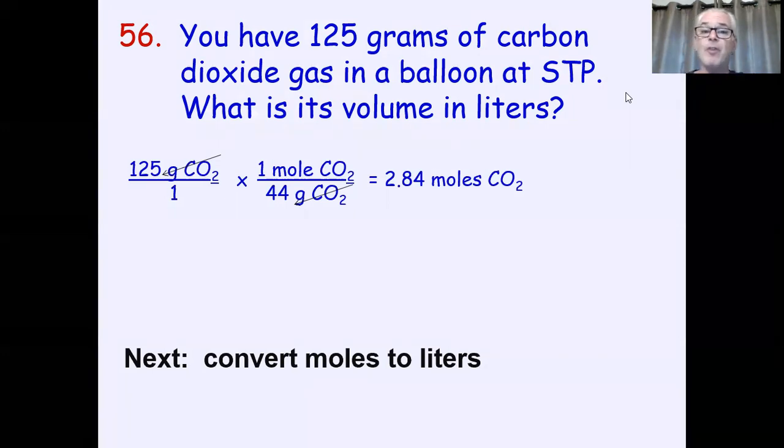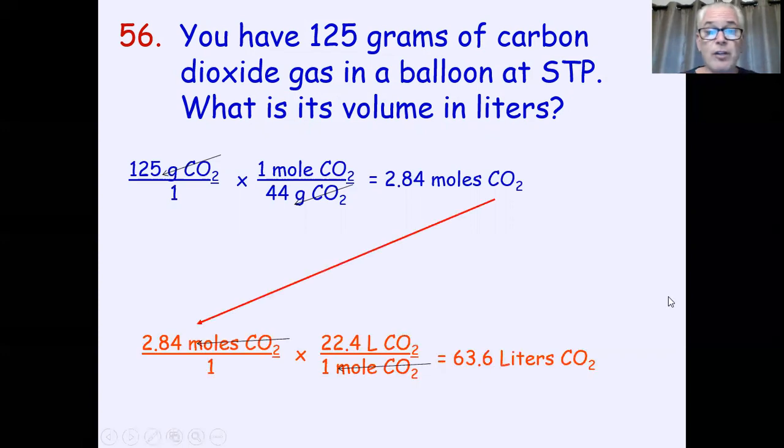Now we have to convert the moles of carbon dioxide into liters. And since it's at STP, we know that 1 mole equals 22.4 liters. So we're going to move the 2.84 moles over 1, and then we're going to use this conversion factor. We put moles in the denominator so the moles cancel, and 22.4 liters is on top, and with 3 significant figures, the answer pops out.